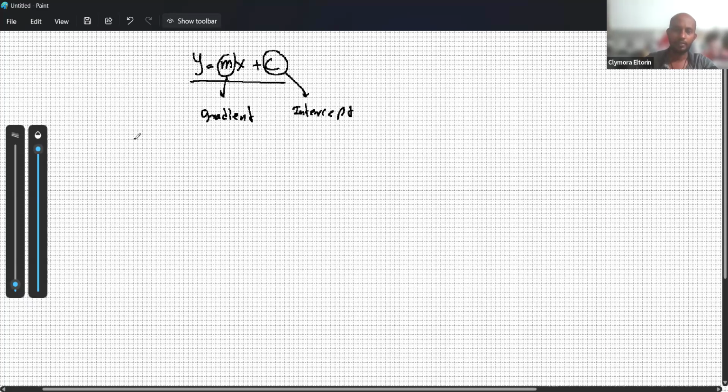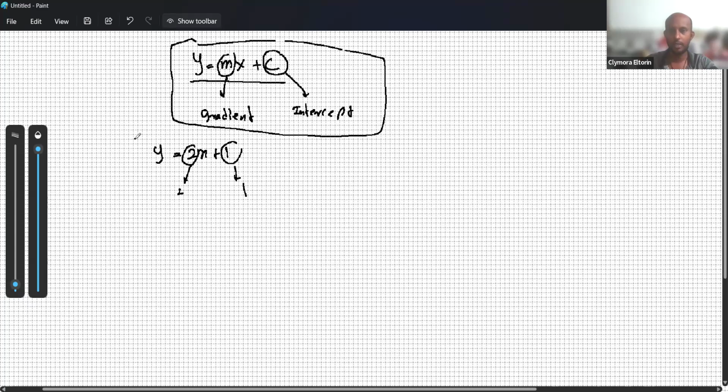As an example, if I write y equals 2x plus 1, what is the gradient? The gradient is 2. What is the intercept? The intercept is 1. Is it clear? I think it's better if you note this down: the type of graph y equals mx plus c, where m is the gradient and c is the intercept. We already discussed m. Now we learn about the new term, the intercept. What is this intercept? Let's learn it later.